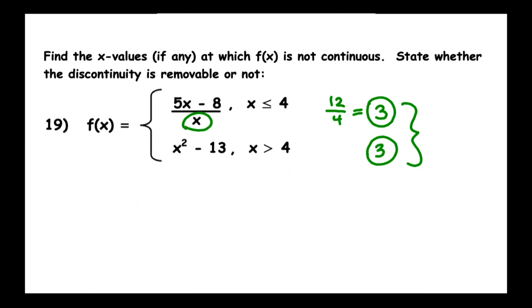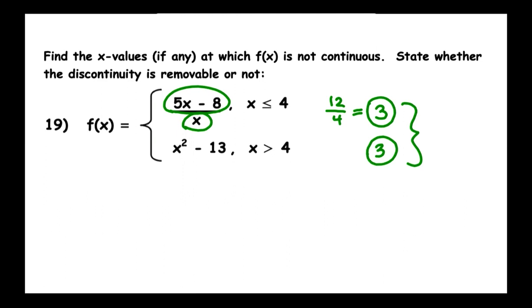X is not allowed to be 0. You would be dividing by 0 right there. And since there's no way to cancel that with anything in the numerator, at least not legally, it's just going to be stuck there. And so we will have a vertical asymptote at x equals 0. So that is infinite discontinuity.